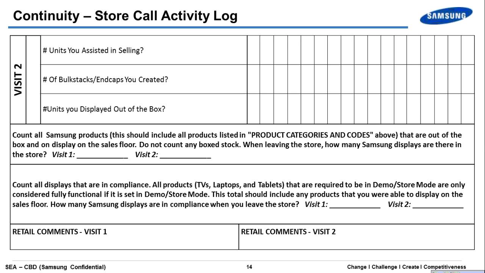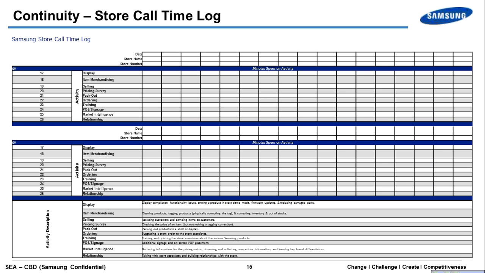At the bottom of the activity tracker, you will have some space to leave comments, and that space is for you to make any special notes about things happening in the store, so that you can reference them again on a future visit. And the other attachment that you will use in the continuity visit is the store call time log.